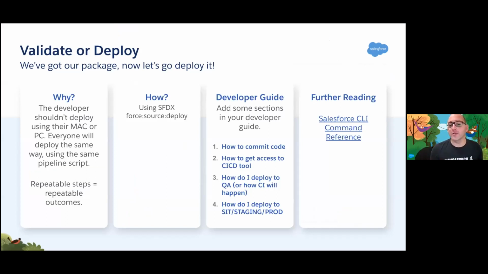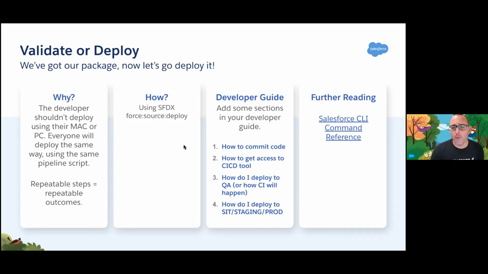So now that we've got our package, what are we going to do? We're going to validate or deploy. We're going to deploy using something called Sfdx force source deploy. On the developer guide, I definitely recommend you add ways of working. How to commit code, how to get access to your CICD tool, whether you're using an AppExchange product or your own in-house tool with your own pipeline. How do I deploy to QA? What tool do I go to? What buttons do I press to deploy to QA? Deploying to QA, staging and production should be one press of a button.